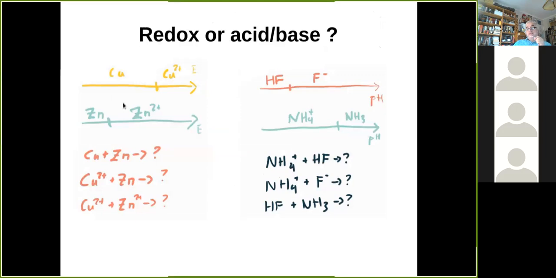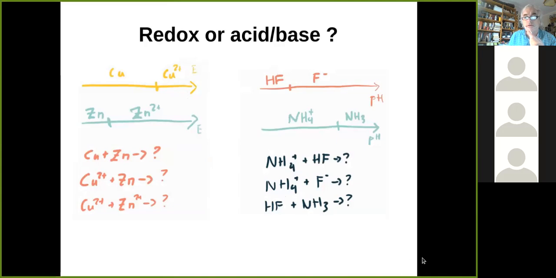So yeah, these equilibria. Here is a typical illustration with graphical concepts from a redox perspective. Oh, I need my drawing plate. Sorry.